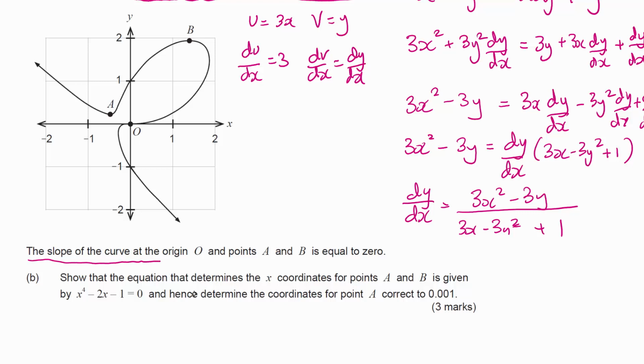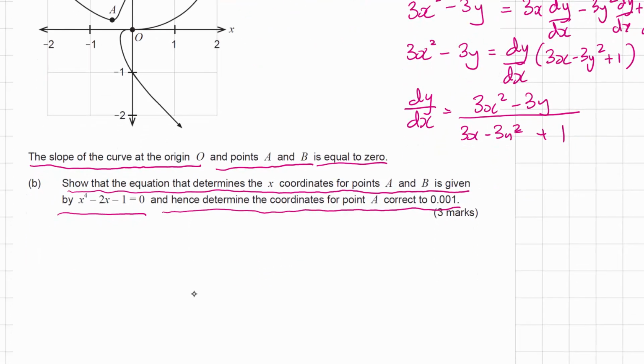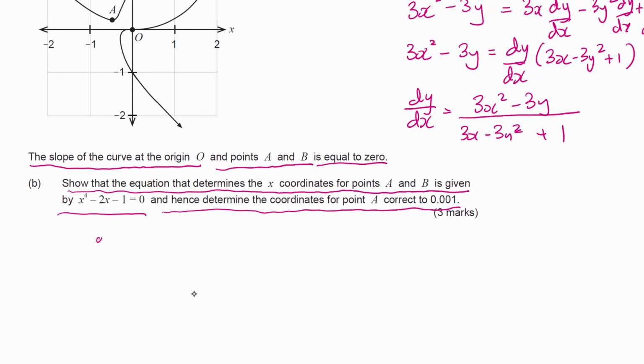The slope of the curve at the origin, O, and points A and B, which we can see on the graph, is equal to 0. Show that the equation that determines the x-coordinates for points A and B is given by this equation here, and hence determine the coordinates for point A correct to 0.001 or 3 decimal places. Now for dy/dx to be equal to 0, that means that the numerator here has to be 0, and therefore y is equal to x squared.